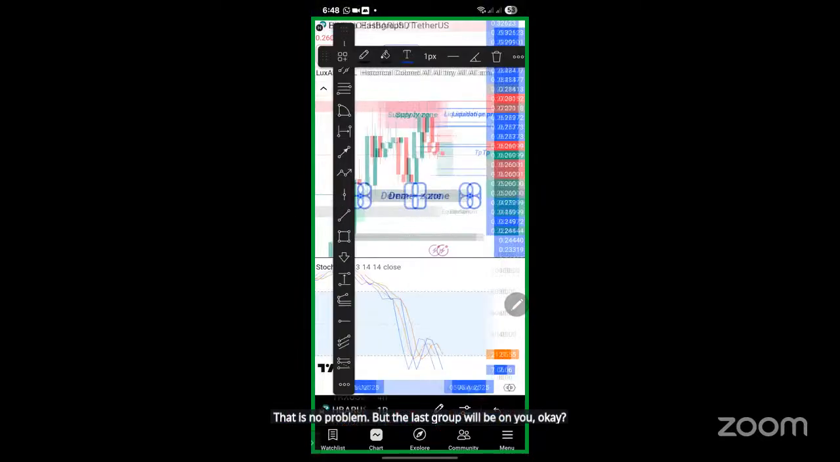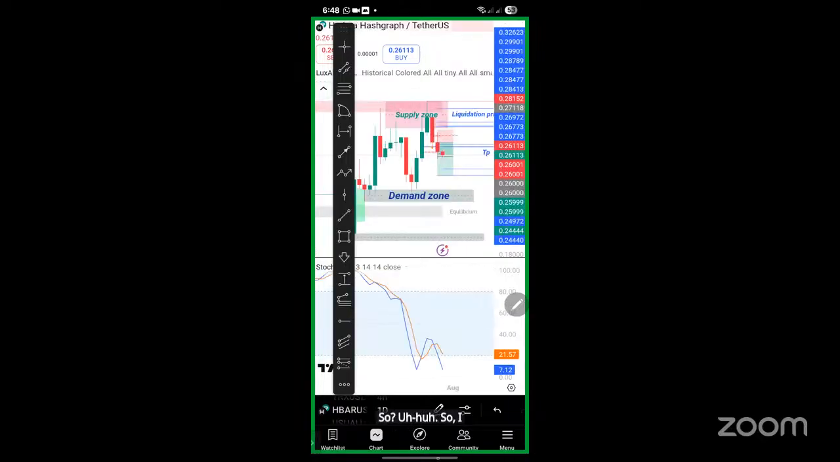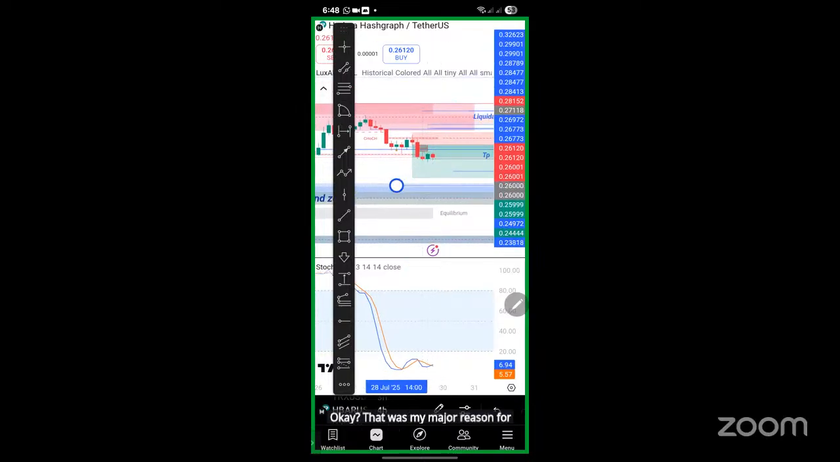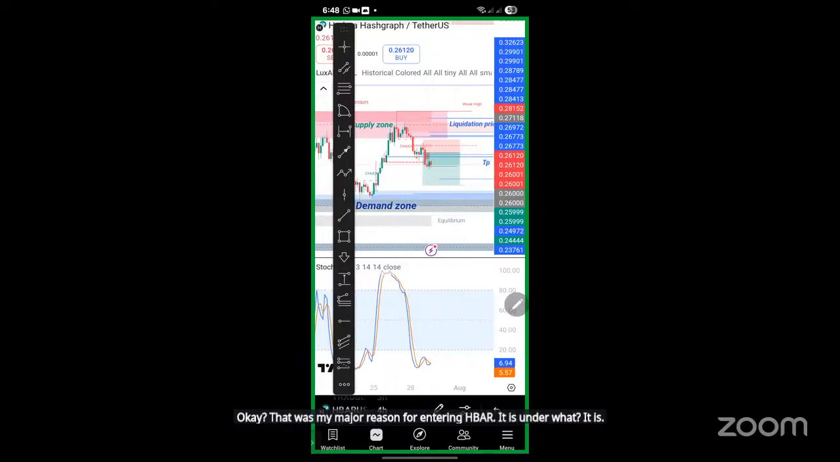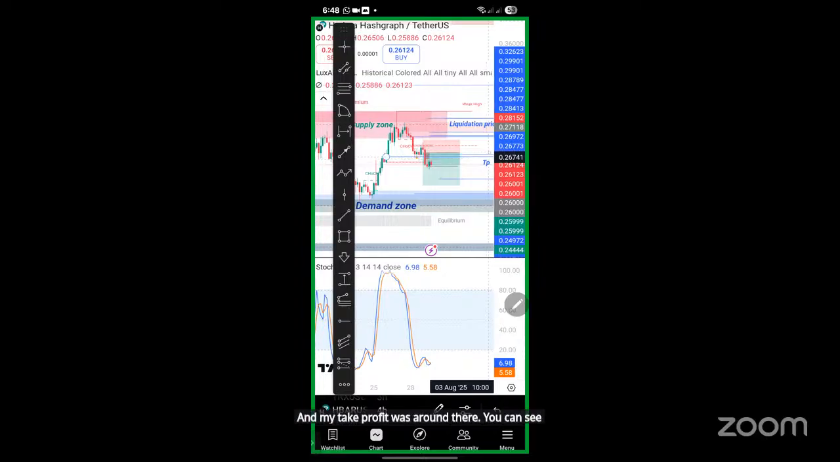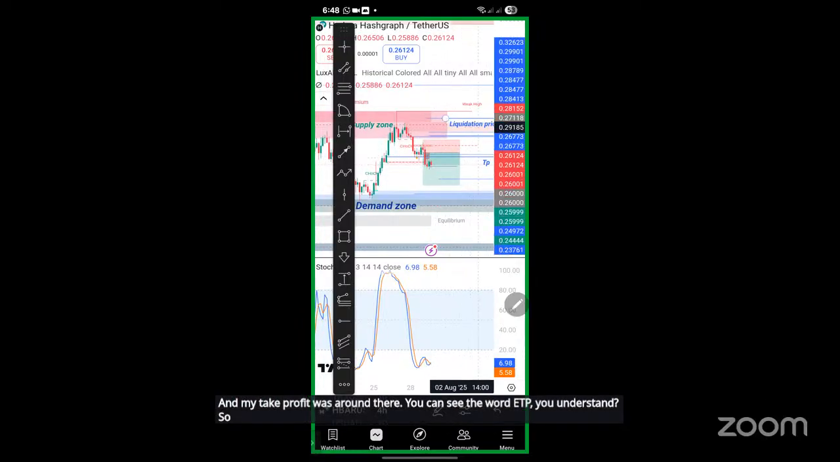So I tried to trade HBAR. And I entered HBAR, reason being HBAR was in the supply zone. That was my major reason for entering HBAR. HBAR is on a downtrend, and I was selling it, and I entered from the supply zone, and my take profit was around there. You can see the word TP. You understand? So it was hit.